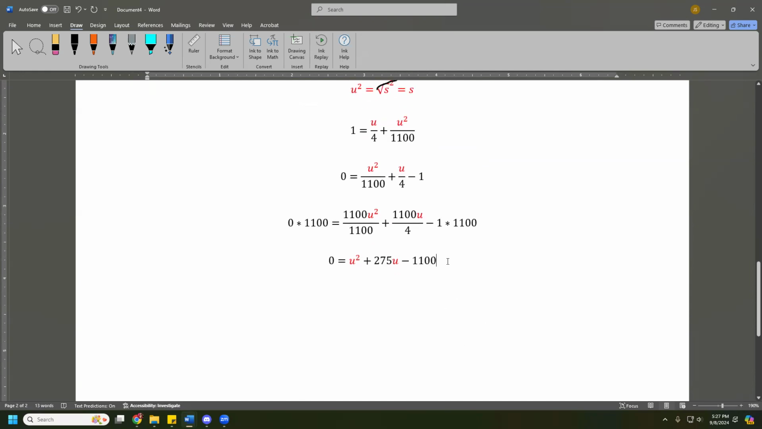And at this point, you might be tempted to factor. I don't believe this is factorable. What I would recommend doing at this point, if you wanted to solve it by hand, is to use the quadratic formula.